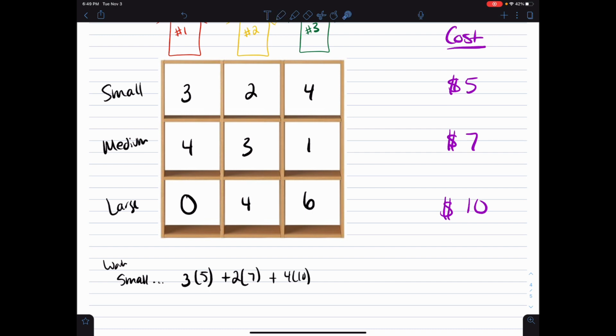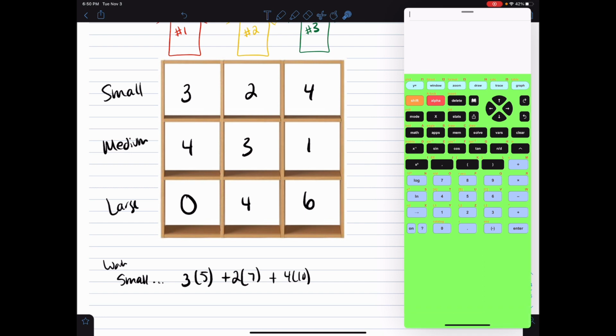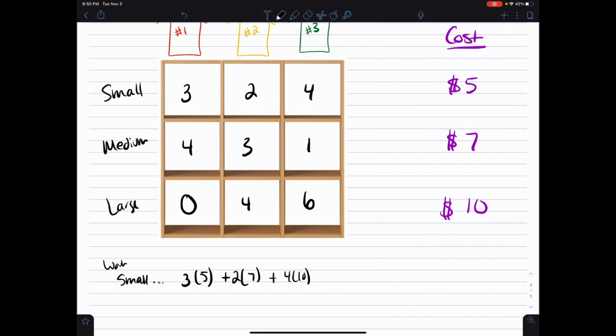And then we're just doing a lot of this math in our head. It's okay to have a supporting calculator with you. But for the smalls, 15 plus 14 plus 40 would give us a total of $69 from smalls. And we'd move on, right?